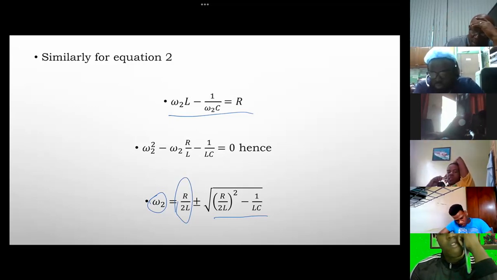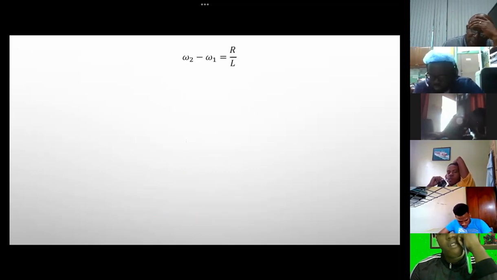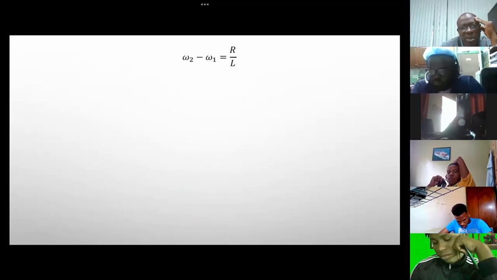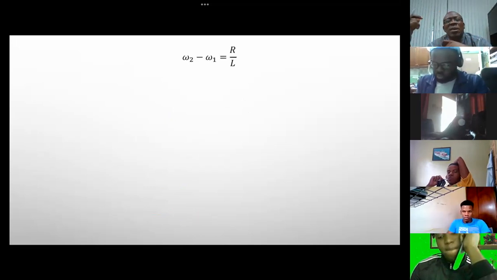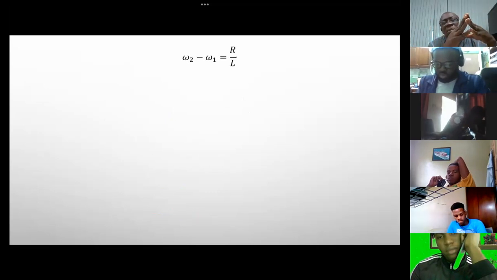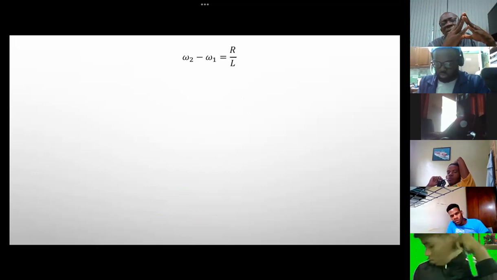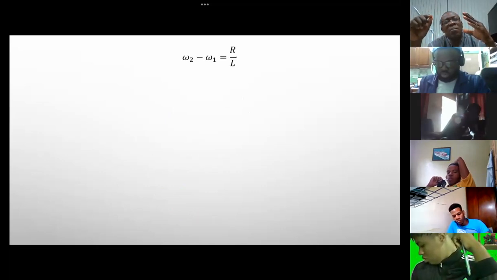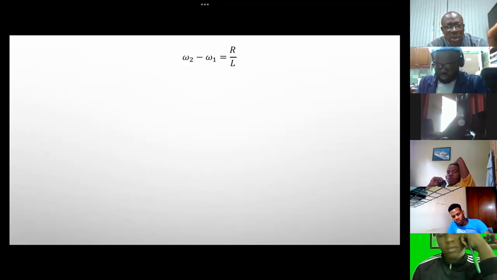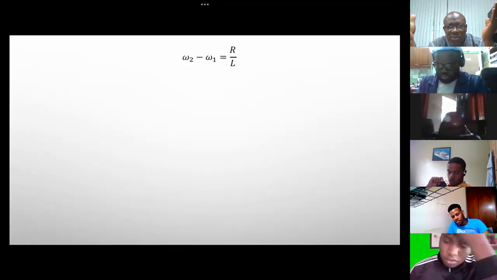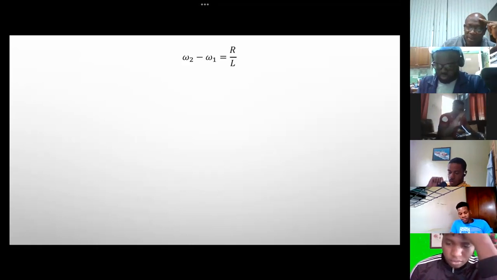All right. So if I then have omega 2 minus omega 1, I'm going to get r over L, because remember I highlighted the fact that one was positive, one was negative. And it was r over 2L. So it means that we're not going to add them. So 2 minus 1 would be r over 2L minus minus. So we get r over 2L plus r over 2L. That's half and half, give us 1. Good? So omega 2 minus omega 1 is r over L.